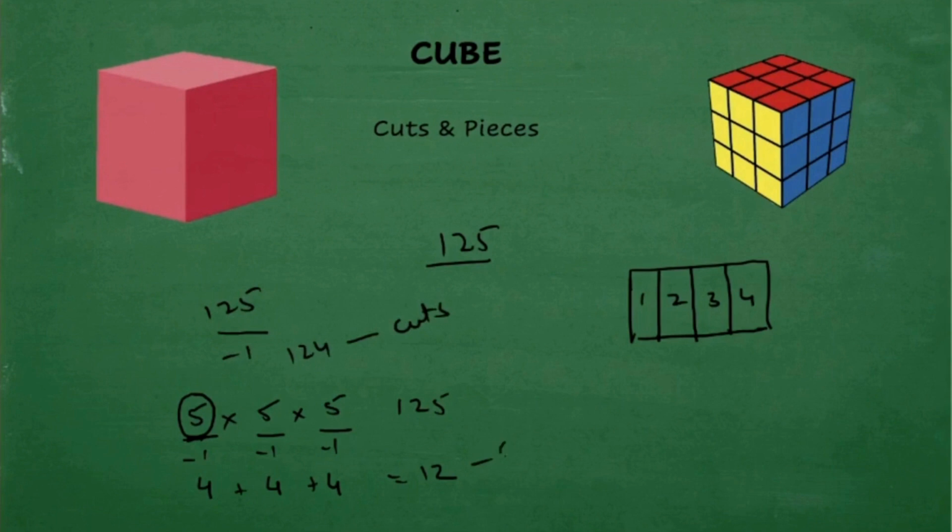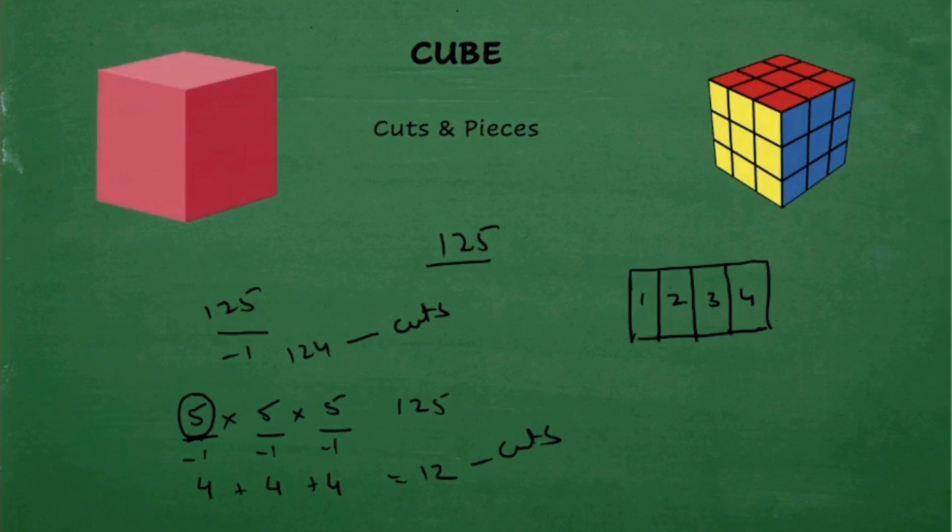So maximum cuts and minimum cuts, the pattern to solve maximum and minimum cuts is this. One thing we have to realize is the difference between cuts and pieces. It will always be 1. It will not be 2. It will not be 3 or 4 or 5. The difference will always be 1.